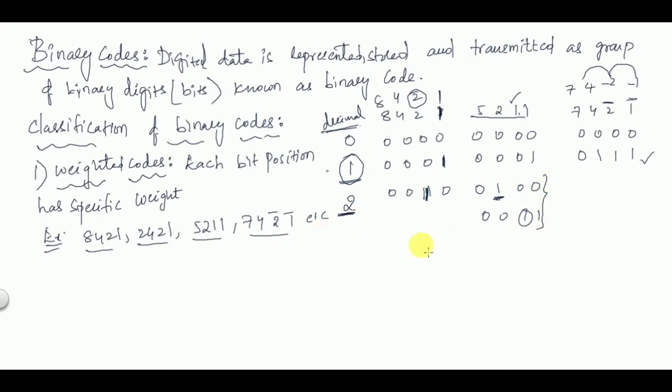There are two types of representation for 2. How can you represent 2 here? 0 1 1 0. So 1 into 4 plus 1 into minus 2, since the weight is minus 2 here. That is why it is called a weighted code. So 4 minus 2 is equal to 2 again.